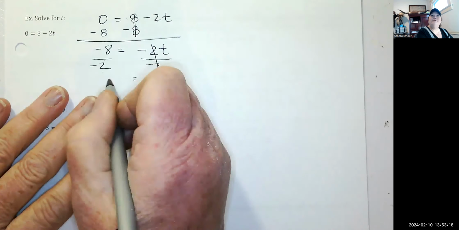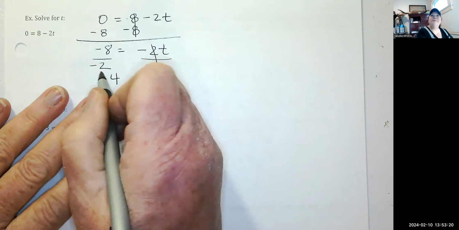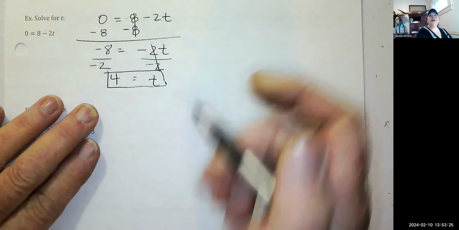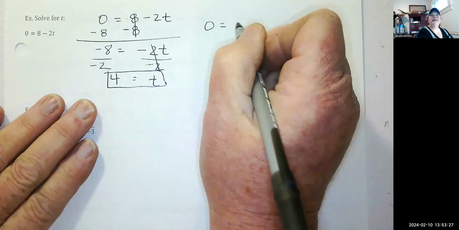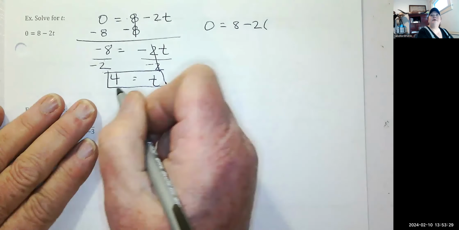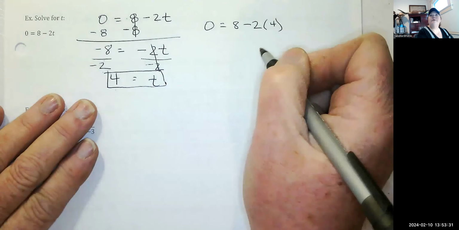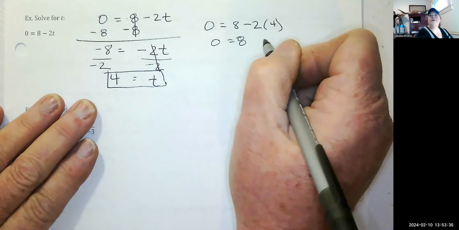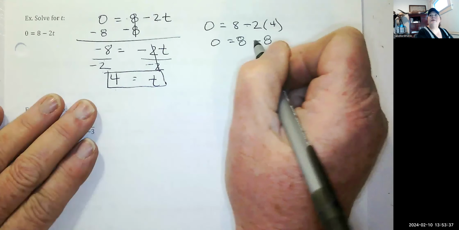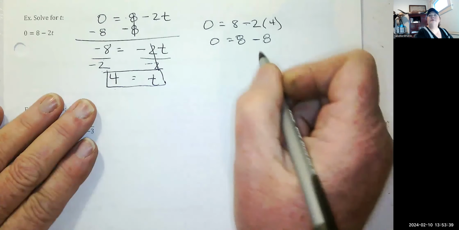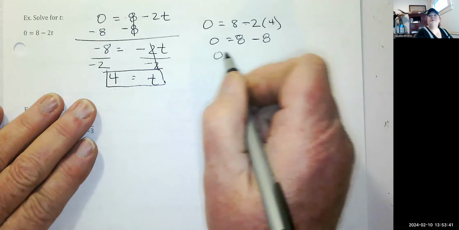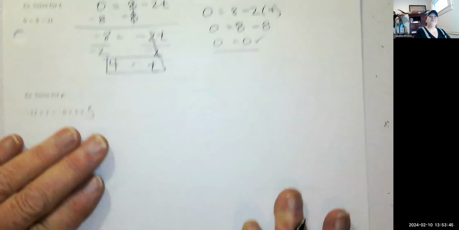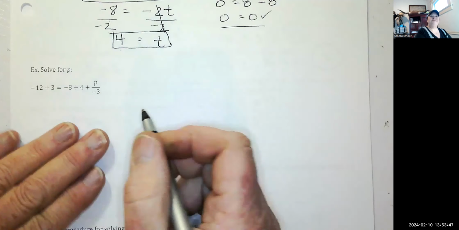8 divided by 2 is 4. The signs are the same. Negative divided by negative is a positive. To check this, 0 is equal to 8 minus 2 times, and let's substitute that 4 in. 0 is equal to 8 minus 2 times 4 is 8, and bring down that negative. A negative and a positive is a negative, so the signs are different. And 0 equals 8 minus 8 is 0. So it works out great.